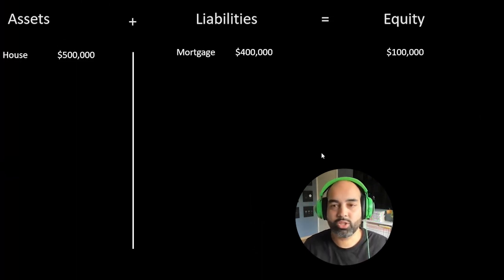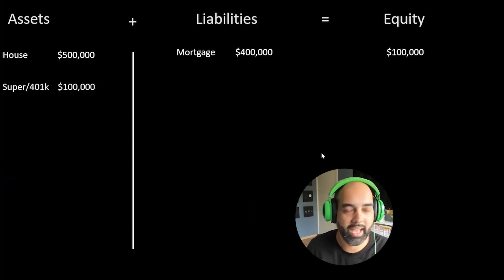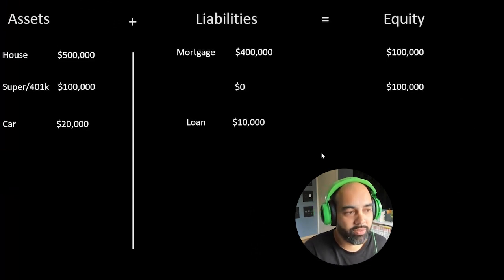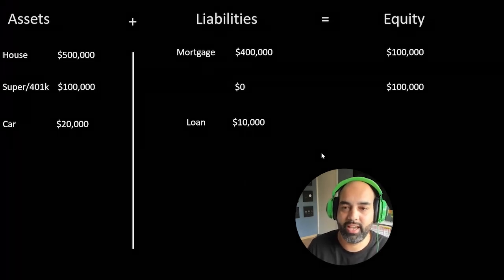All right, let's say you've got superannuation or a 401k at $100,000. The liability on that is 0. We're not going to factor in tax here. So the equity that you have is another $100,000. All right, let's say you got a car. Your car's worth $20,000. Good on you for not overcapitalizing on your car. Good on you, fam. And let's say you've got a $10,000 loan against that car. So in the assets column, you've got $20,000 for your car. In your liabilities, you've got $10,000 for the loan. So the equity you have is $10,000.